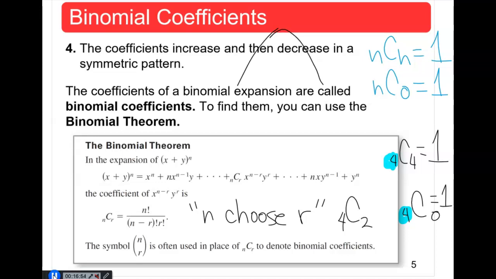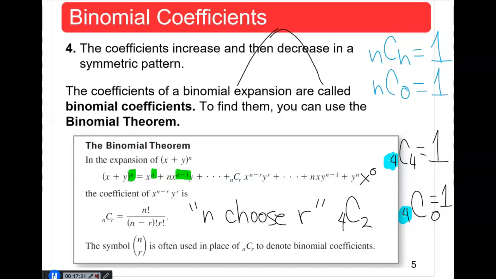So the power of x will start with the same value as n, and then it will be decreasing by 1. And that's why you can see n minus 1. The next one will be n minus 2, until you get to 0 for x. And that will be the last term here. It's not written down, but I just wrote it.